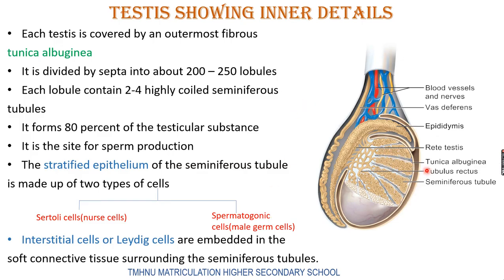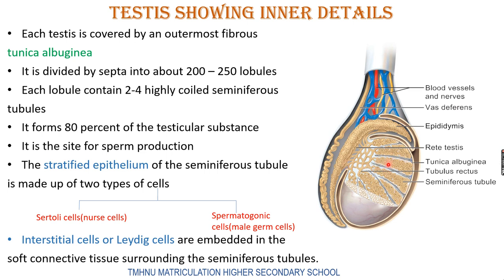The testis is surrounded by an outer protective covering called tunica albuginea, and the testis is divided into 200 to 250 lobules by septa in between. Inside each lobule, 2 to 4 highly coiled seminiferous tubules are present, and this is the site for sperm production.